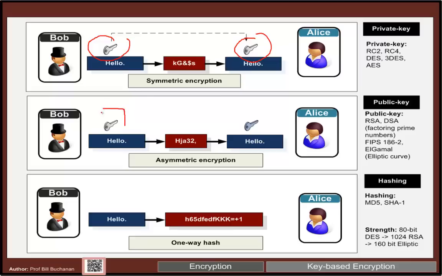Asymmetric encryption uses two special keys. When these keys are generated, we can encrypt with one, and then the only key that will decrypt it is the other one. So we typically call this one the private key, and this one the public key. So Bob would encrypt with his private key, and then send to Alice, and then Alice would decrypt with his public key.